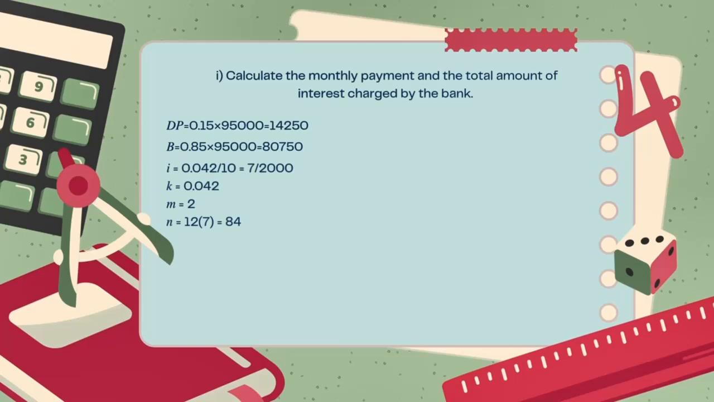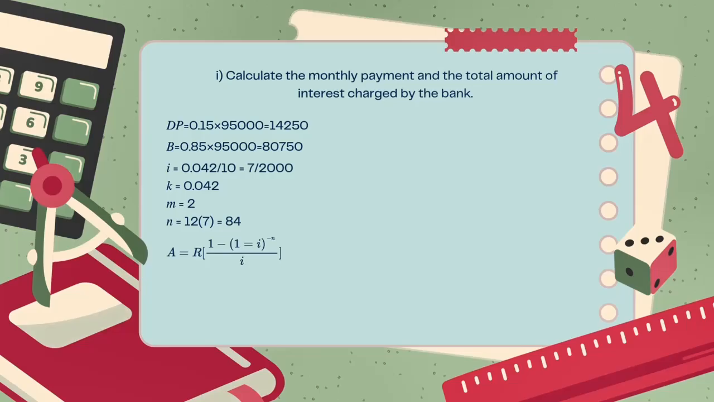Next, the loan payment formula is used to calculate the monthly installment. The formula is A equal to R, bracket, 1 minus, bracket, 1 plus i, bracket, power of negative n, divided by i, bracket.